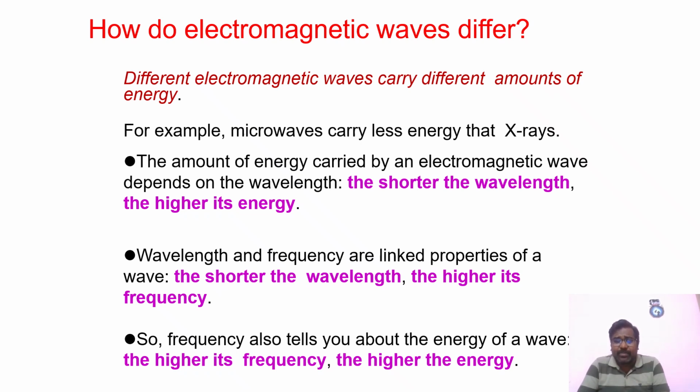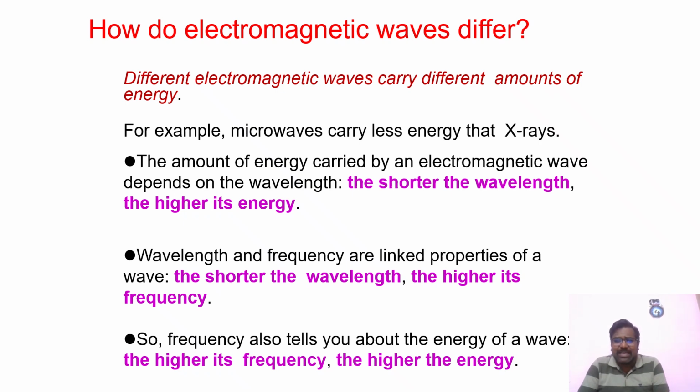Mainly, among the parameters, wavelength and frequency are inversely related. That means lambda equals c by f, where lambda is the wavelength, c is the constant speed of light, and f is the frequency. Lambda and f are inversely proportional. If lambda is low, frequency is high, because they are inversely proportional.